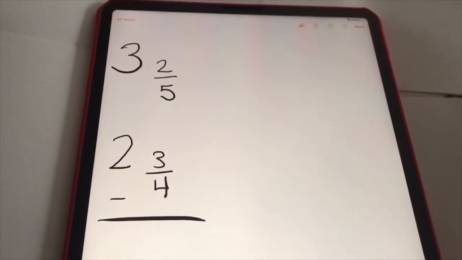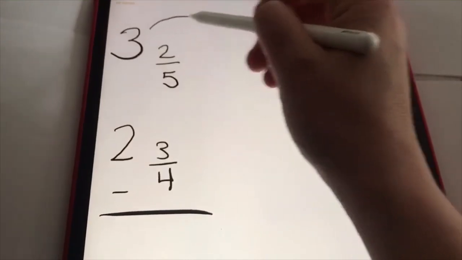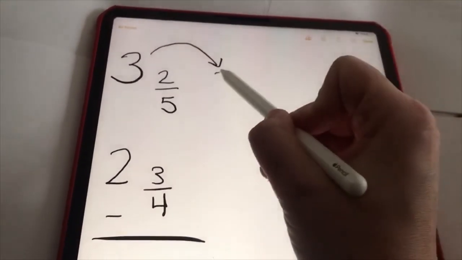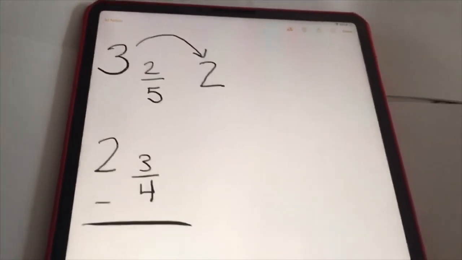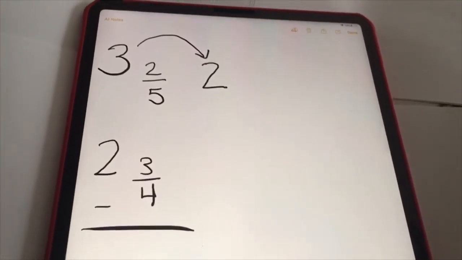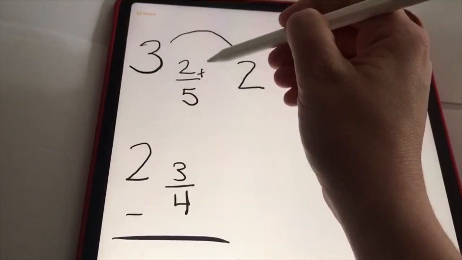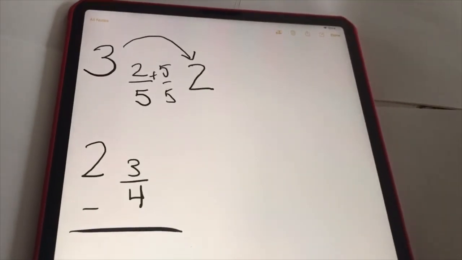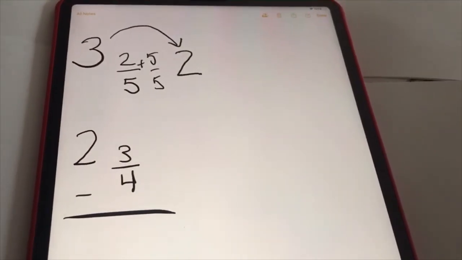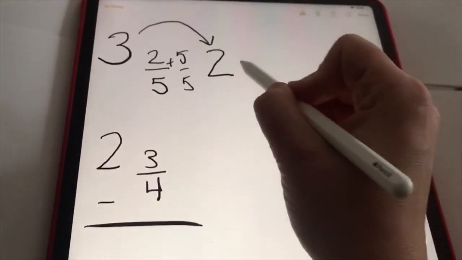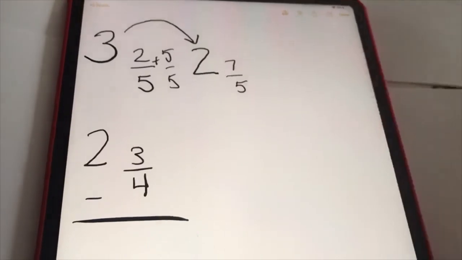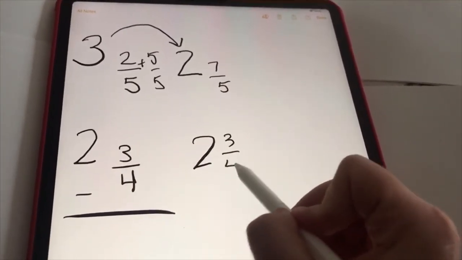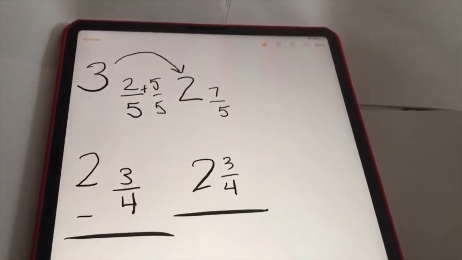So, like I said before you paused it, you're going to have to borrow here, okay? So if you're borrowing out a whole, then the 3 becomes a 2, okay? So you are going to add 5/5, which is what you traded out for a whole, to 2/5. So 2/5 plus 5/5 equals 7/5, okay? So let's bring 2 3/4 over.